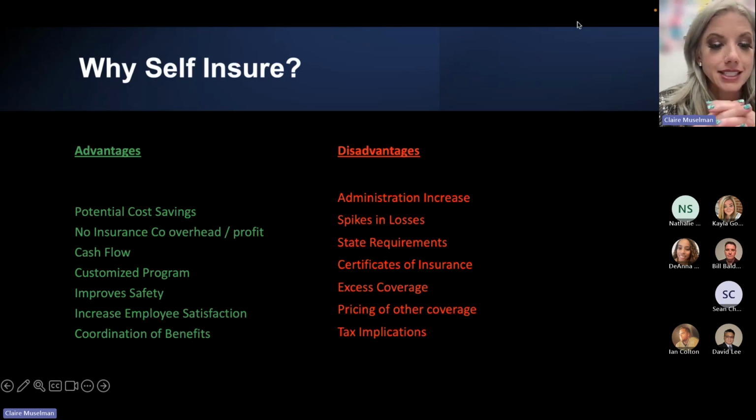There might be a spike in losses, meaning that there's something that's catastrophic that occurs. And so then you'd have a large aggregate of losses at once. So that would be a disadvantage.